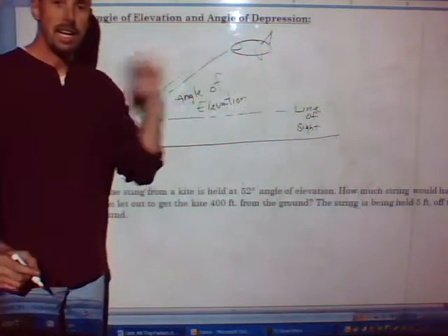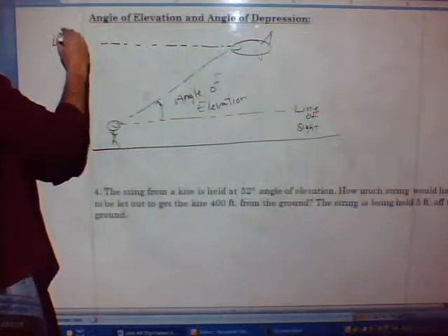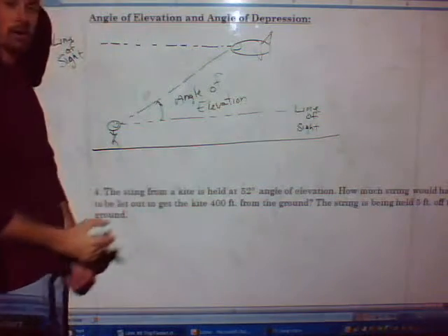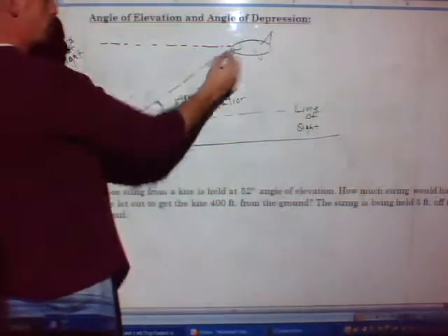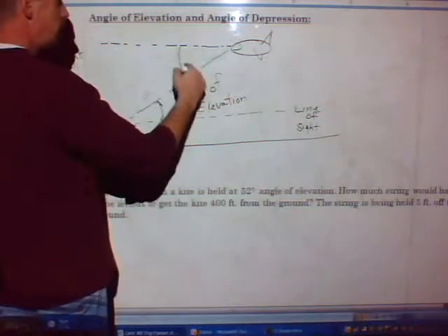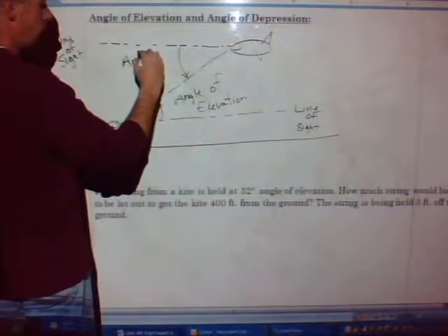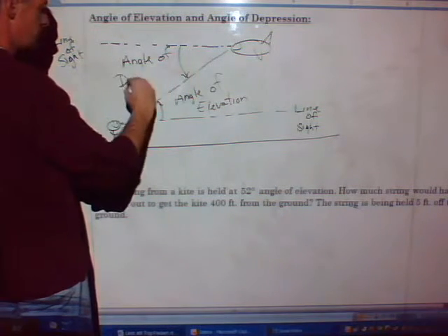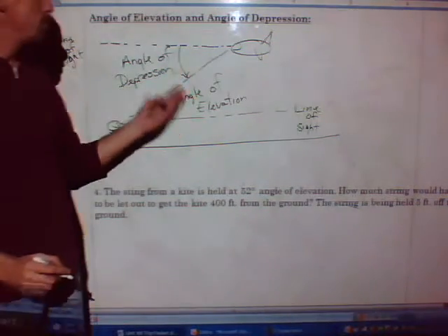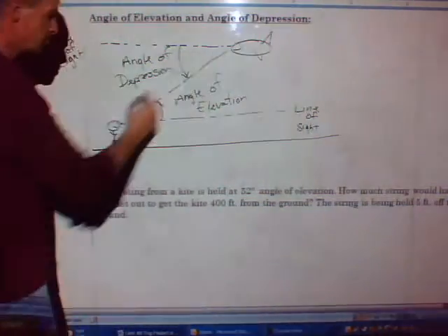Well, the person in this flying finger has their own line of sight, and their line of sight is parallel to the ground as well. That person looks down at you. The angle that's formed from their line of sight to what they look down at is called the angle of depression. Angle of depression.